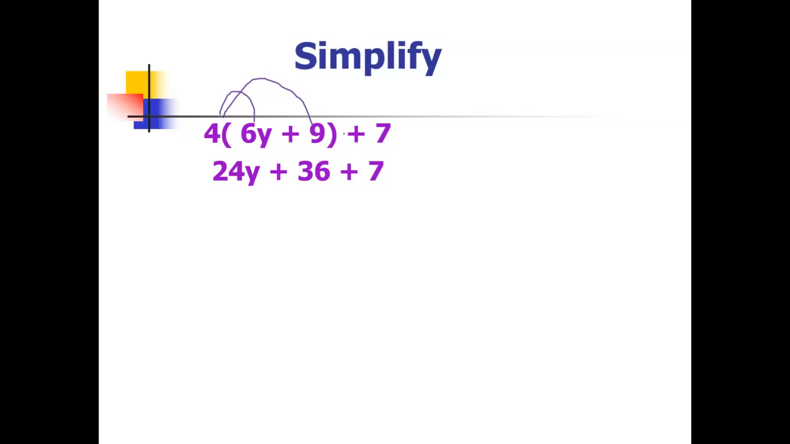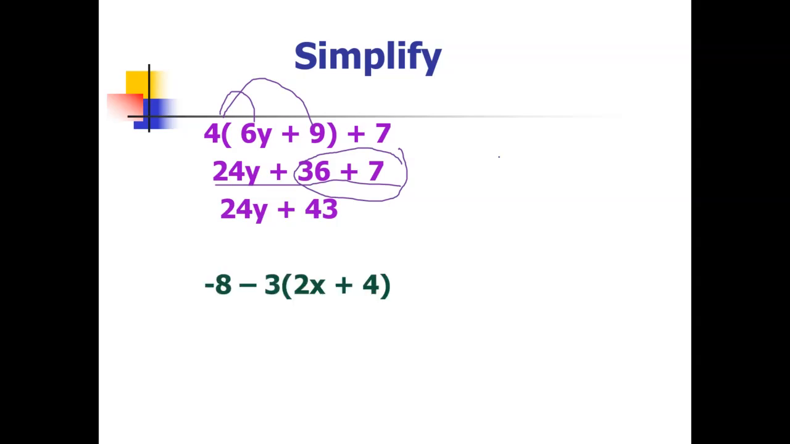After the parenthesis is gone, you're going to look for like terms. In this case, 36 and 7 are the only like terms because both are numbers. I'll bring down the 24y as is and I will add 36 plus 7 to get 43. And that's a simplified expression.